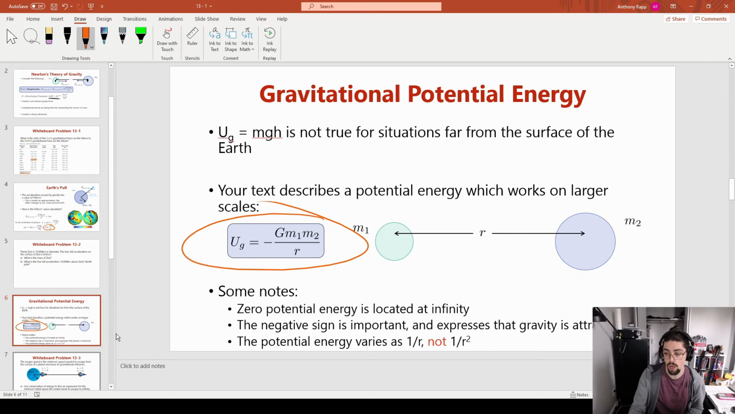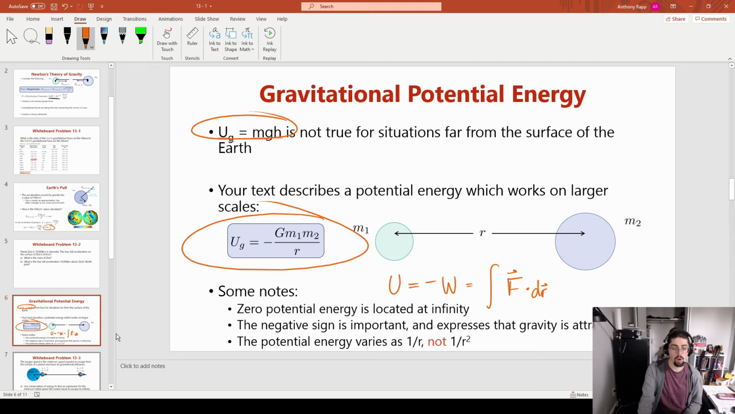How did we arrive at this equation? Of course, the exact same way that we had arrived at this equation. We take an integral. Potential energy is the negative of the work. The work done would have been the force dotted dr. Since none of these other quantities change, 1 over r squared is the only thing that actually matters there. Well, I'm left with this: negative G m1 m2 over r. Just r, not r squared.